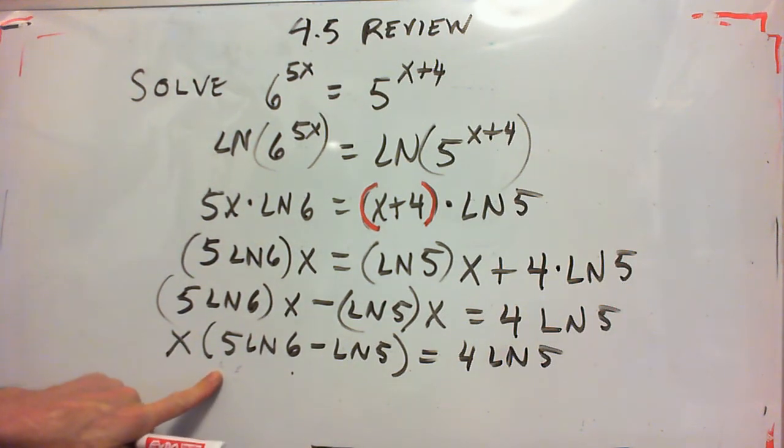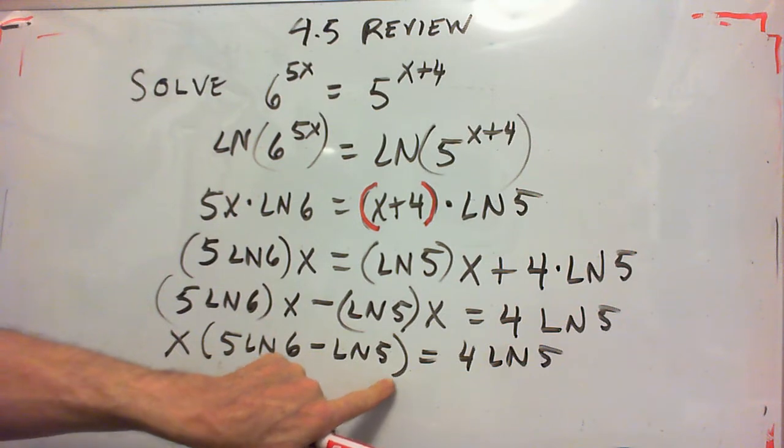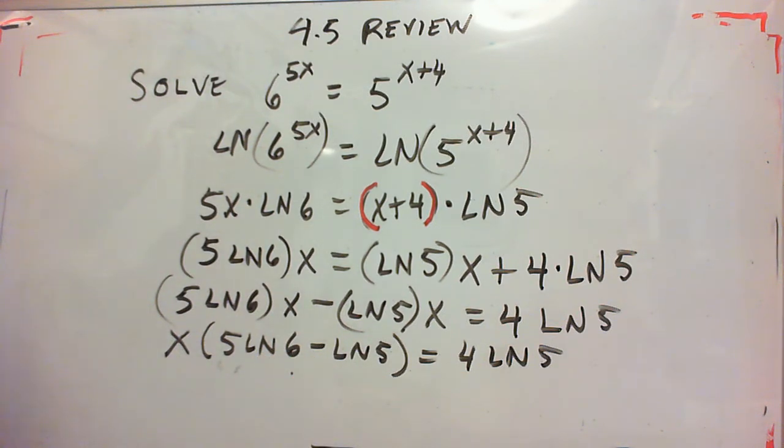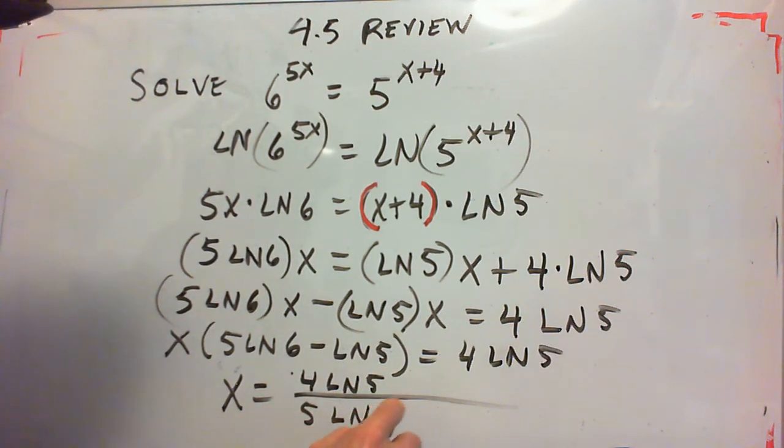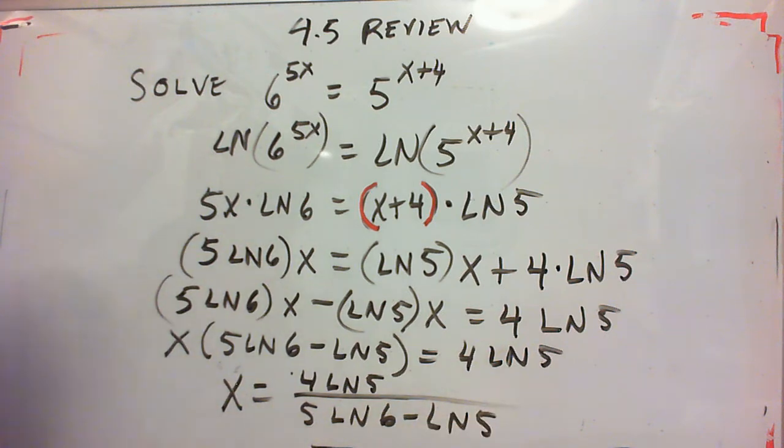Now you just divide by that quantity, 5 ln of 6 minus ln of 5, on both sides, and you have your answer. So x equals 4 ln of 5 over 5 ln of 6 minus ln of 5. And that's the answer they have in WebAssign. The only difference is they put parentheses around those quantities. I didn't use the parentheses because we already had enough parentheses. I didn't want extra ones. But otherwise, this is how the answer is reported in WebAssign.